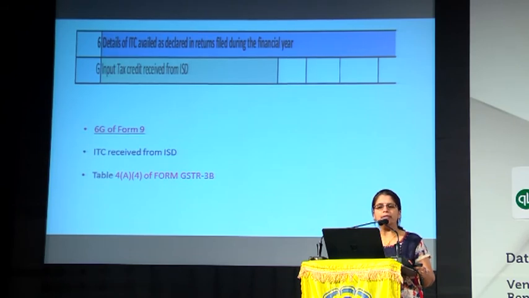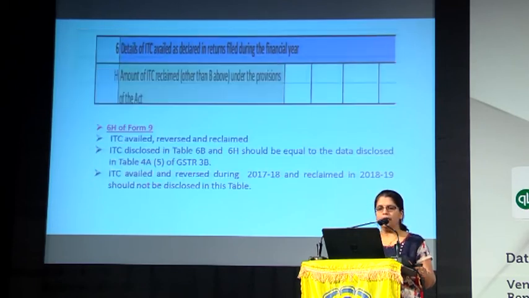Details of ITC credit received from input service distributor. This is not what you are distributing, this is what you are receiving from your distributor that has to be disclosed. Then here we have to give the amount of ITC reclaimed. I have told you in the earlier part that whenever you want to show the information here, you have to avail it, reverse it and reclaim it, only then it will be disclosed here.